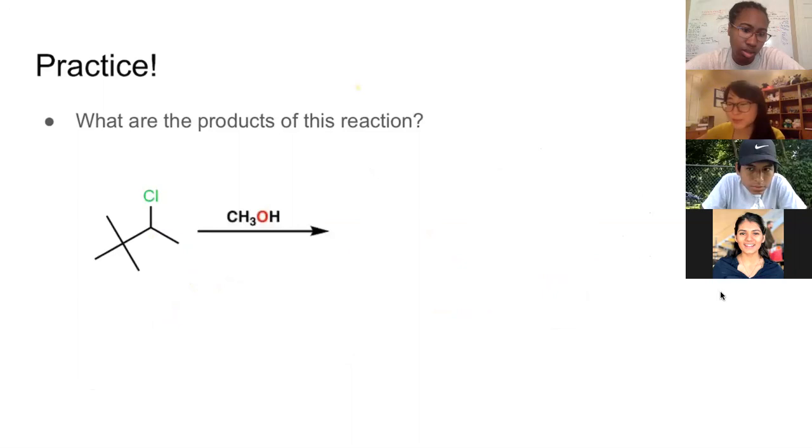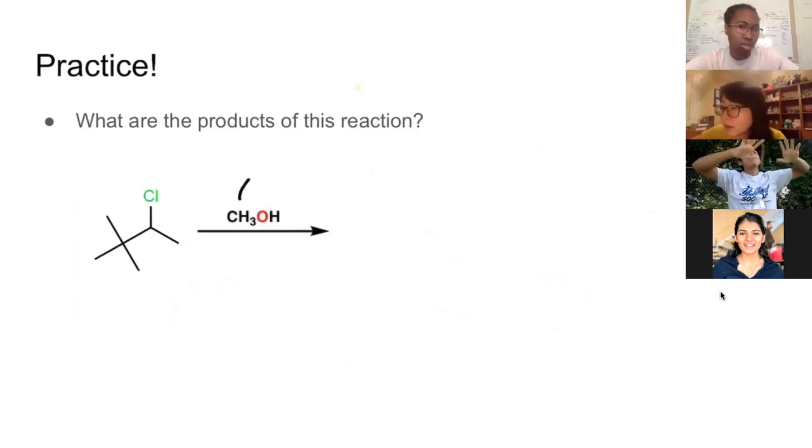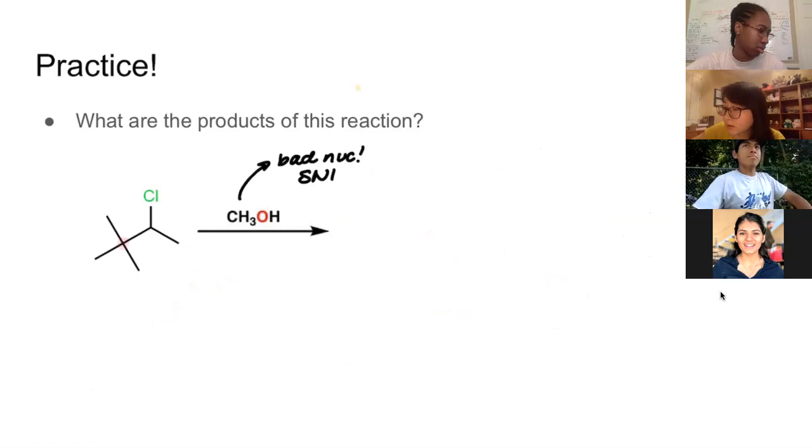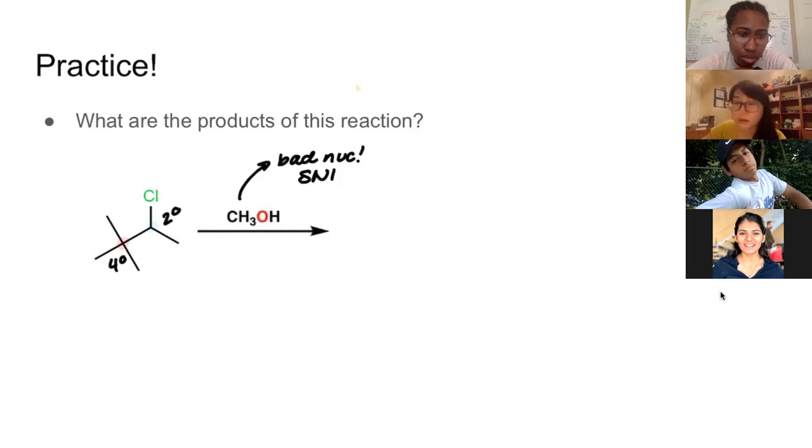So the last problem can be this guy. CH3OH is going to be one of your other weird solvents. It's going to be a bad nucleophile. This is going to be SN1. So like with all SN1s, we want to check our carbons. This guy in the red would be quaternary, and this guy in the blue is going to be secondary.